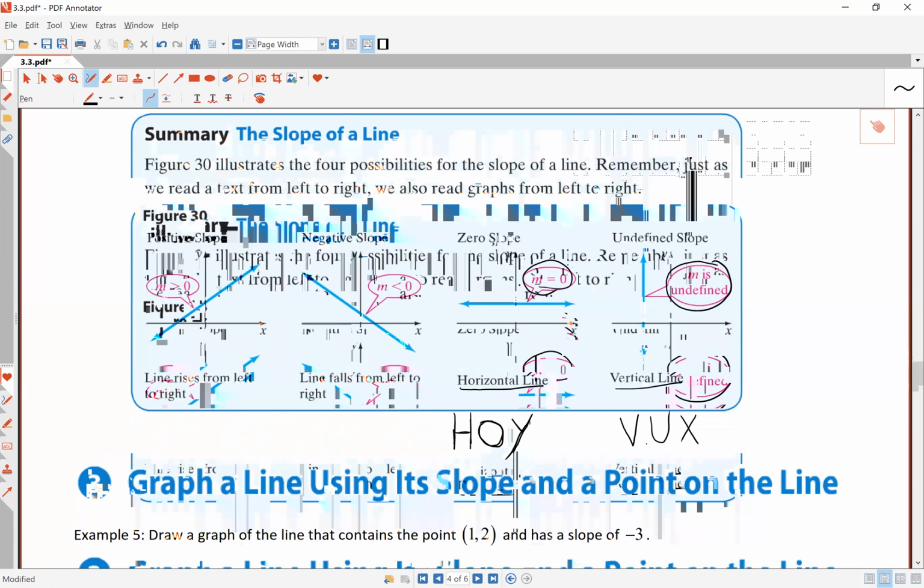It's not a Spanish word, but if you say the word as you would pronounce it, VUX, about 5 times, it'll start to sound like a bad word. And so I will always call this the VUX. So we have HOY and VUX, which will help you memorize that 0 slopes go with horizontal lines, and their equations are y equals. Undefined slopes go with vertical lines, and their equations are x equals. And we will use this in later videos when we find the equations of horizontal and vertical lines.